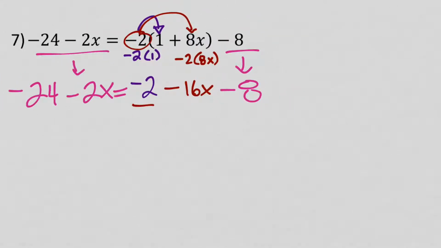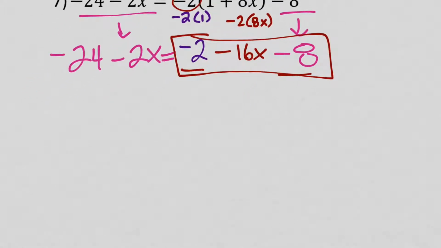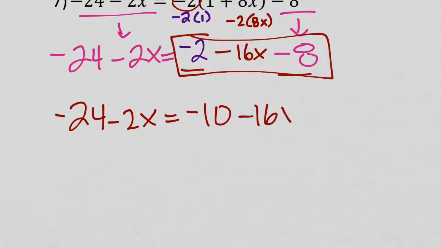So negative 2 minus 8, they're on the same side of the equal sign. So I'm just going to combine them. Negative 2 minus 8 are both negative, so I'm going to add them and keep the sign. That's how I get negative 10. Because 2 plus 8 is 10, and because they're both negative, I keep the negative.